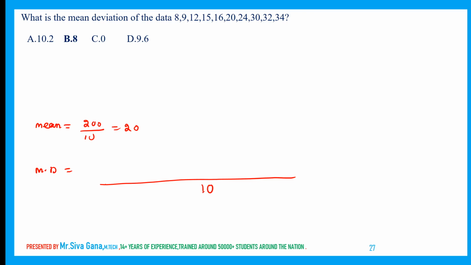Number of observations are 10, right? 20 minus 8, actually minus 12, modulus is 12. 20 minus 9, minus 11, modulus 11. What I am doing is modulus of 20 minus 8, next modulus of 20 minus 9, next modulus of 20 minus 12, which are nothing but the deviations, absolute value of the deviations.